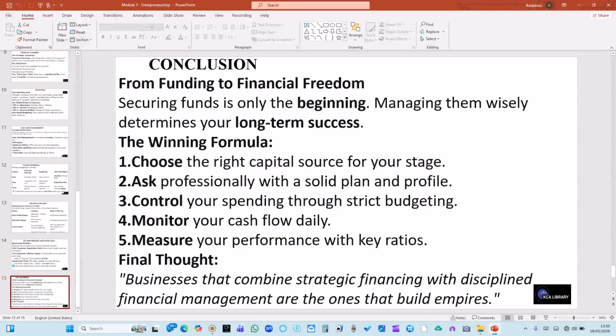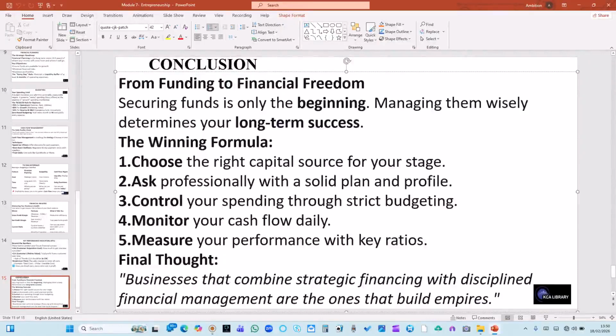In conclusion, from funding to financial freedom, success is only the beginning. Managing funds wisely determines your long-term success. The winning formula: one, choose the right capital source for your stage. Two, act professionally with a solid plan and profile. Three, control your spending through strict budgeting. Four, monitor your cash flow daily. Five, measure your performance with key ratios.